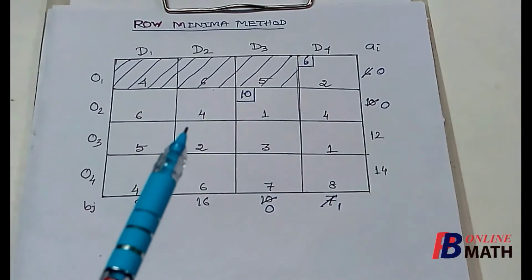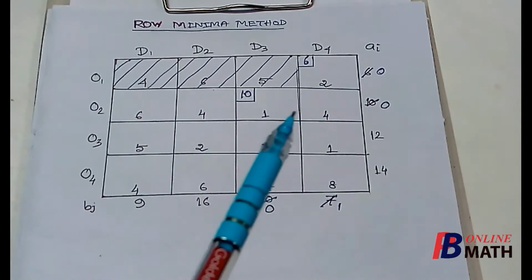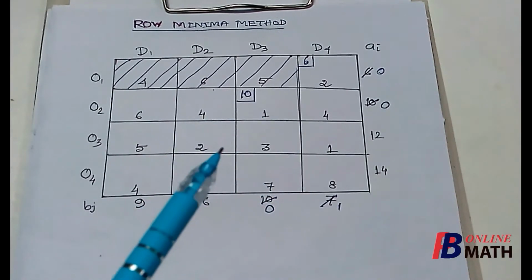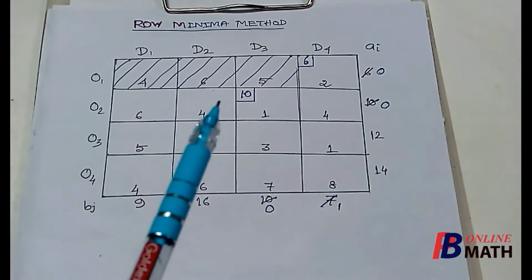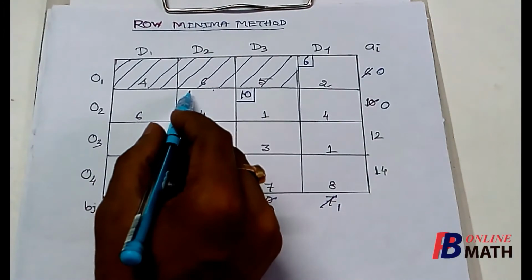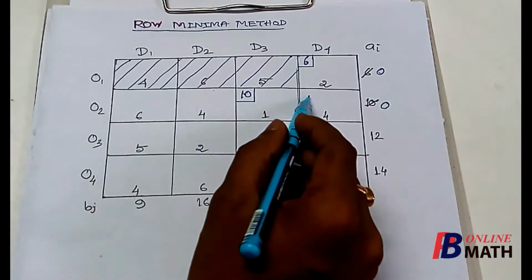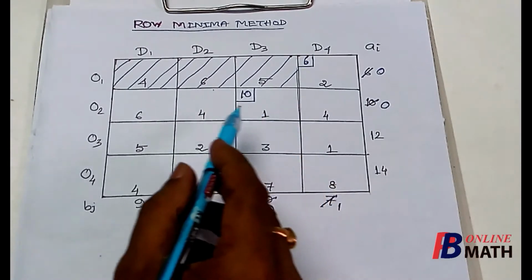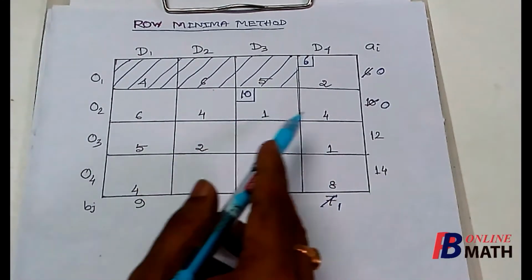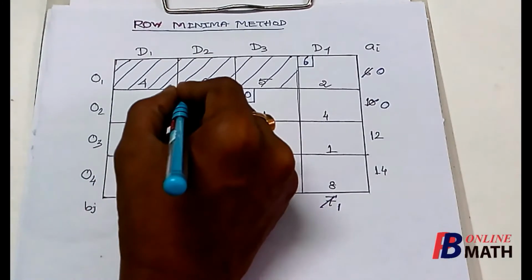Here we find that the next minimum element is 4, which is corresponding to this cell and also this cell. So if we want to cross off all the remaining cells of this row and this column, then we have to allocate a new basic variable which is 0 either in this cell or in this cell. We can select any one cell between these two arbitrarily because the costs are the same for these two cells. So here we are allocating 0 here.